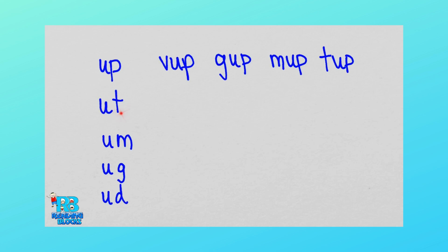Now let's go to our ut word family and try a few. How about this? V, ut, vut. How about this one? D, ut, dut. Good job. How about this one? B, ut, but.